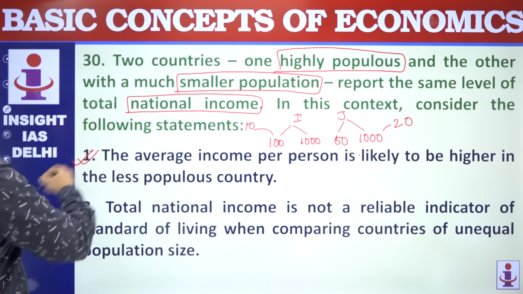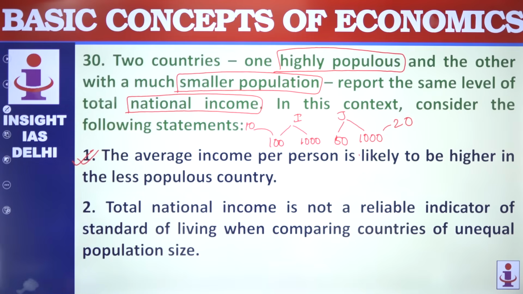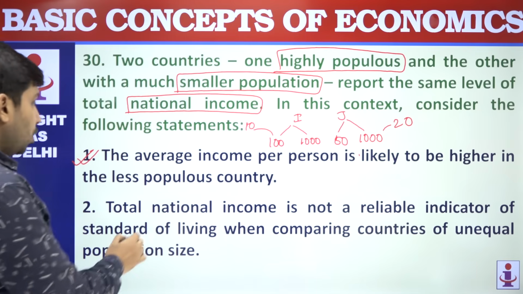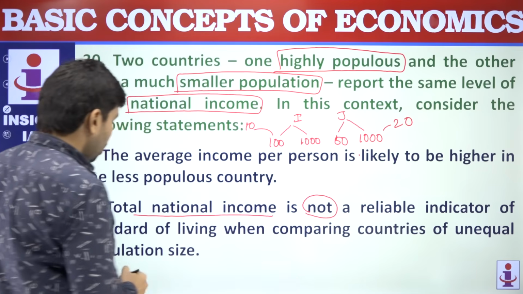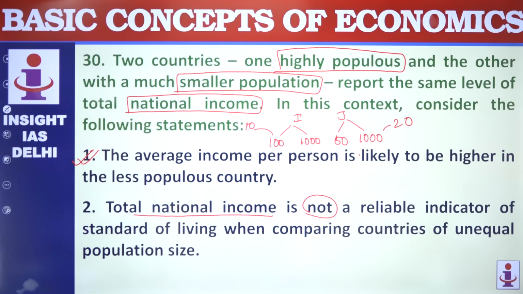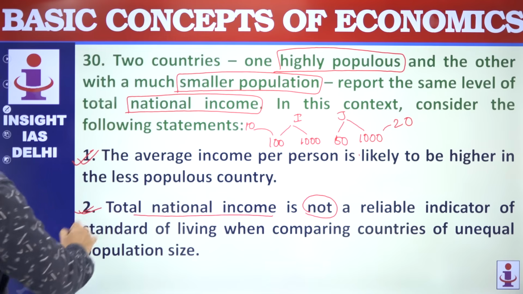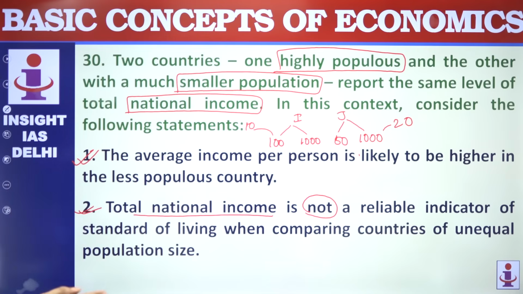Average income per person is likely to be higher in the less populous country. This is correct. Total national income is not a reliable indicator of standard of living. Yes, total national income is not a reliable indicator of a standard of living when comparing countries of unequal population size. Yes, this statement is also correct. It is not a reliable source because population is differing.